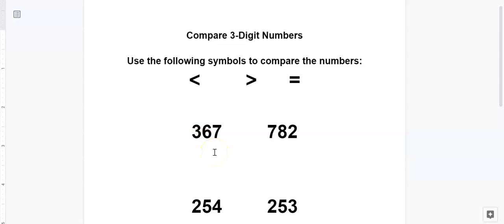So if we look here, and I know it's difficult to see with the cursor, we have two different numbers that we're going to be comparing. We're going to use the following symbols to compare these numbers. We have this sign here, we have this sign here, and then we have the equal sign here. We're always going to direct the open part of this symbol towards the largest number.